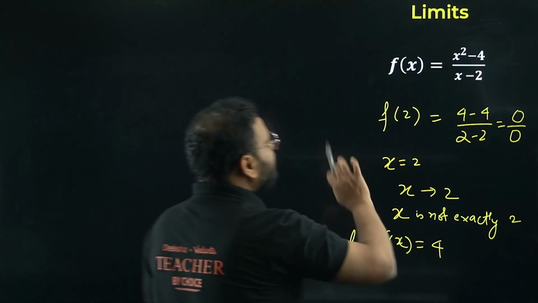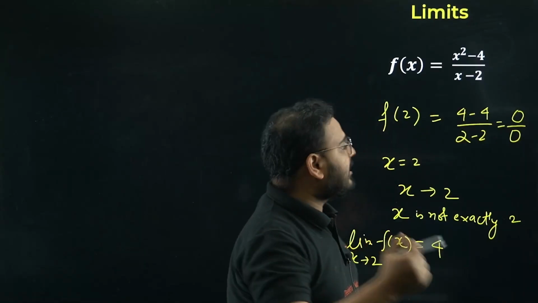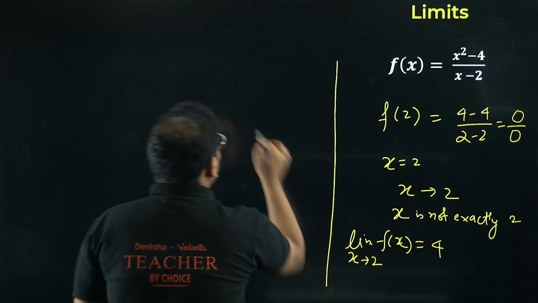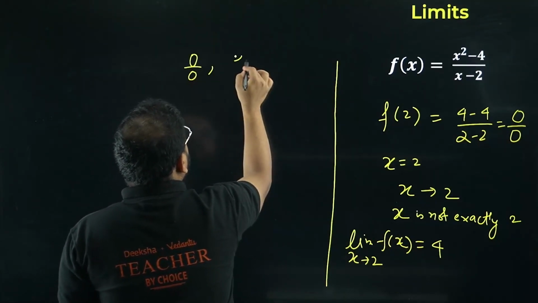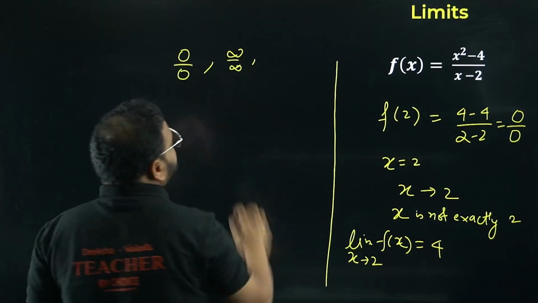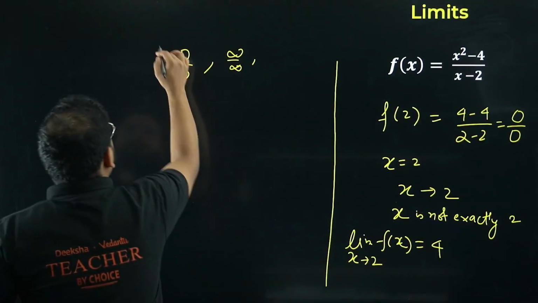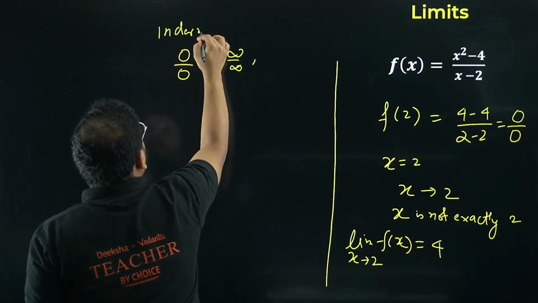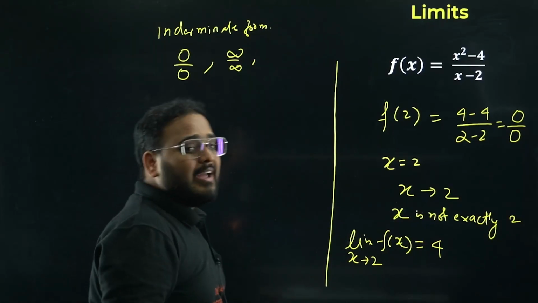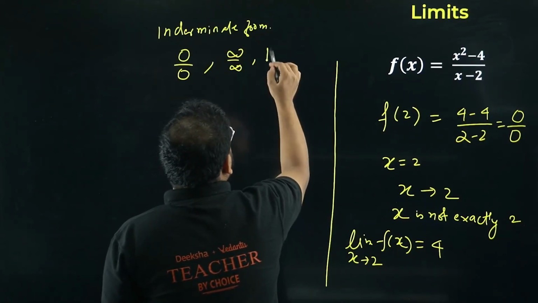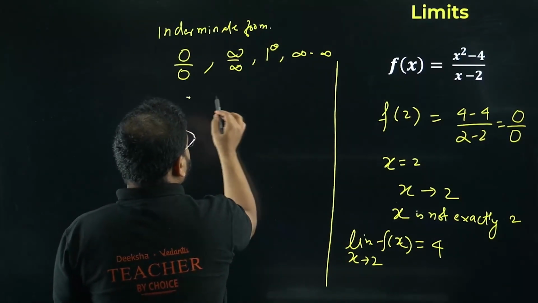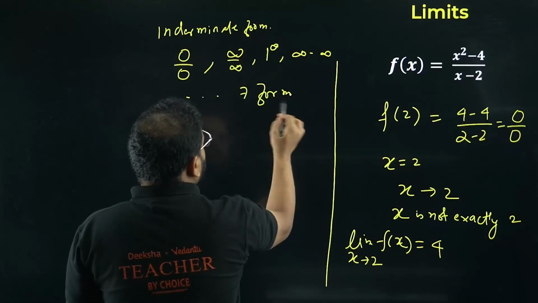So in this question, we have to make some modifications. Whenever we arrive at a situation like this, these forms are called indeterminate forms. We have 0 by 0, infinity by infinity. Okay, so these are your indeterminate forms. Now we have a total of 7. For example, we have 1 to the power infinity, and infinity minus infinity like that. There is a total of 7 indeterminate forms.